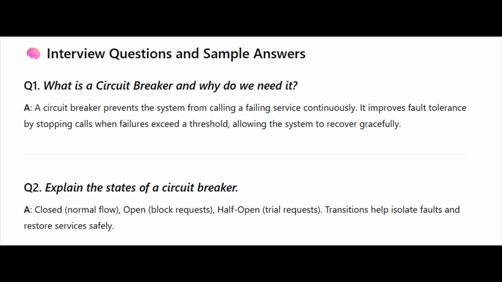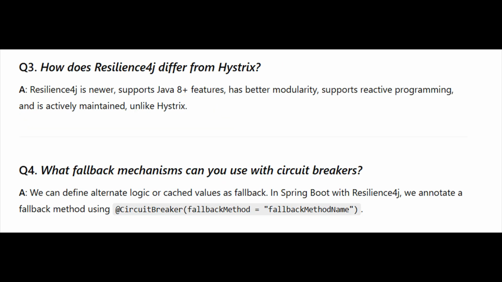Q2. Explain the states of a circuit breaker. A. Closed, normal flow; open, block requests; half open, trial requests. Transitions help isolate faults and restore services safely. Q3. How does Resilience4j differ from Hystrix? Resilience4j is newer, supports Java 8+ features, has better modularity, supports reactive programming, and is actively maintained, unlike Hystrix.